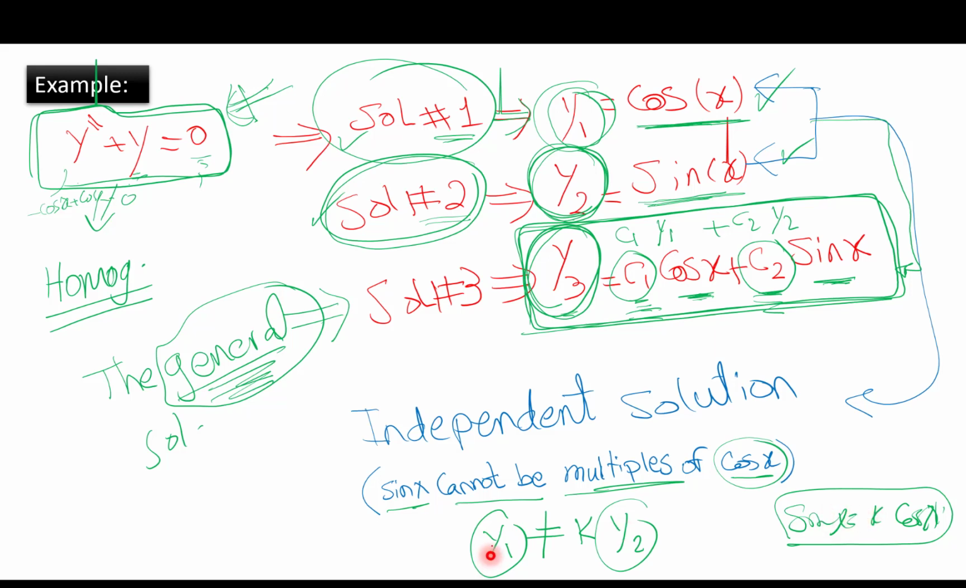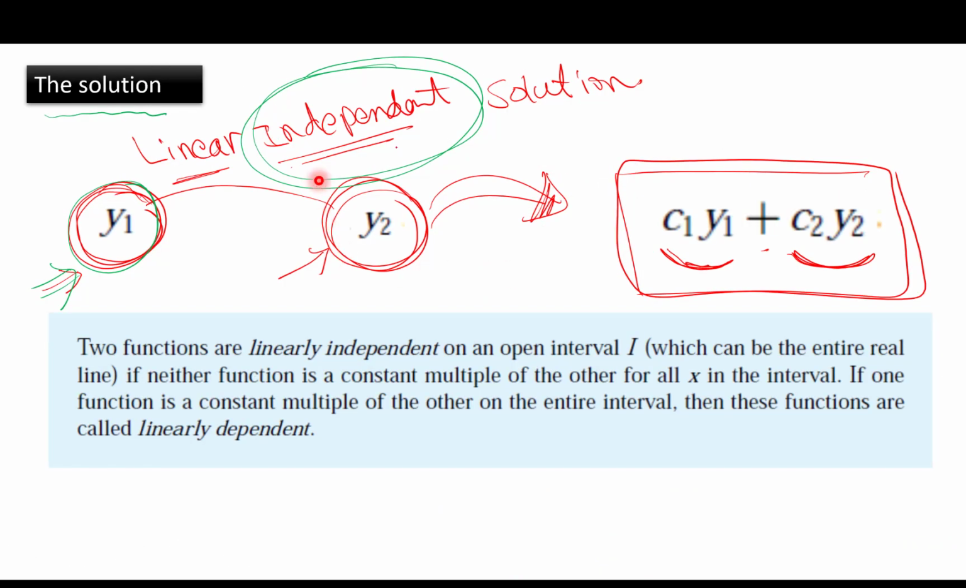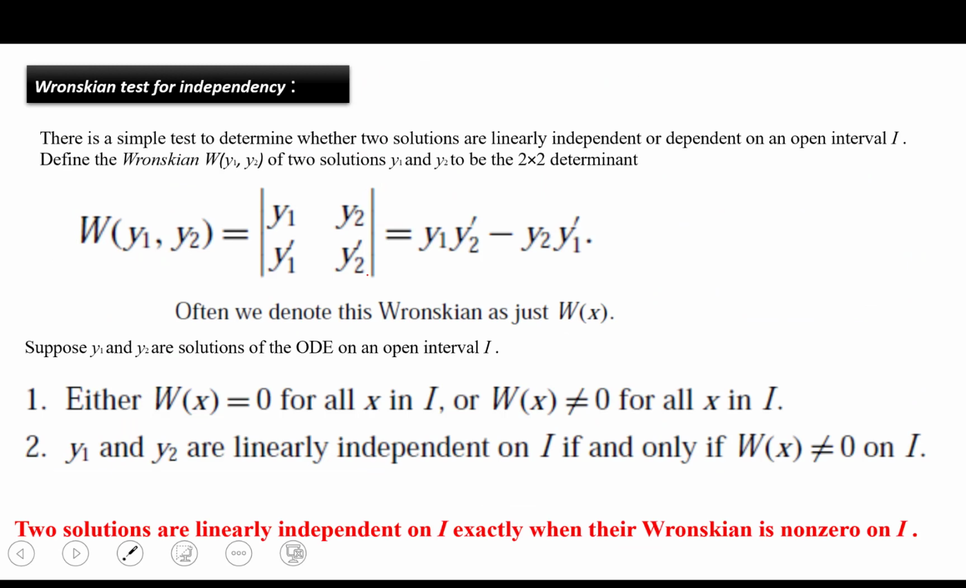But what if we have y1 and y2, complicated equations that we cannot, at first sight at least, judge whether they are going to be dependent or not? How can we guarantee this? There is a check that needs to be done first in order to say whether y1 and y2 are dependent or independent. What is this check? It is the Wronskian test for independency. We call this the Wronskian, okay? The Wronskian test for independency.